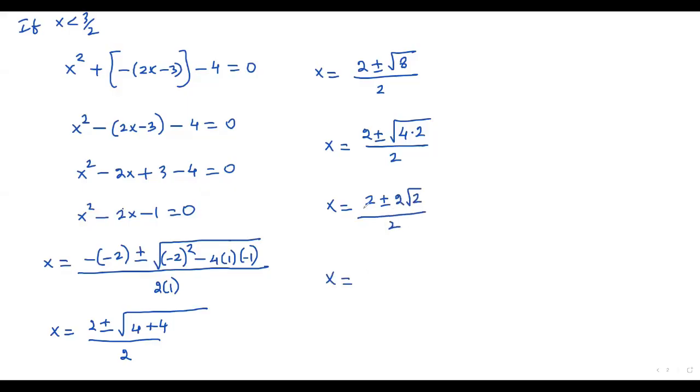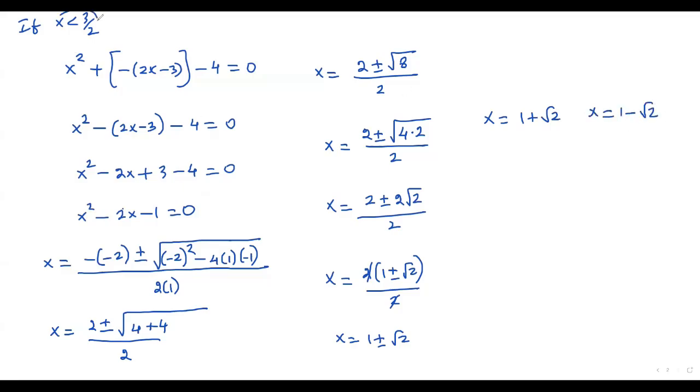Then I'm getting x = we can factor 2 out from the numerator. Then I'm getting 2 times 1 positive or negative square root of 2, over 2. So this 2 will cancel out. I'm getting x = 1 positive or negative square root of 2. Now we can write two solutions. One is x = 1 + square root of 2, and the other one is x = 1 − square root of 2.